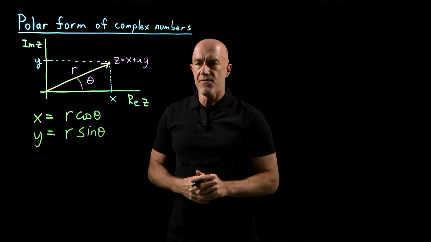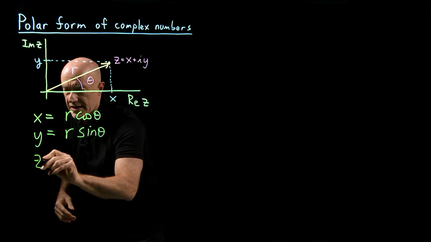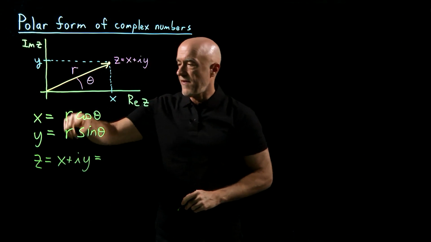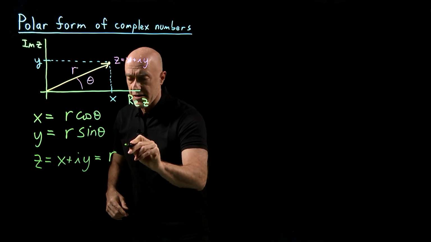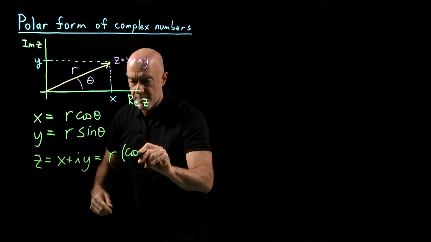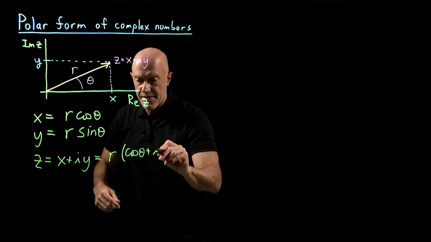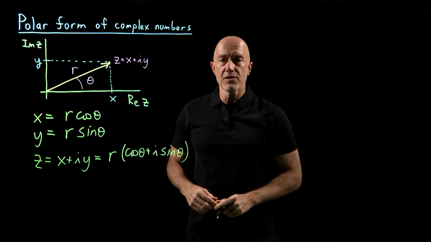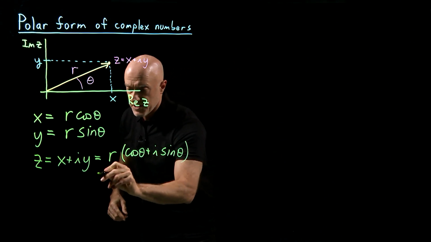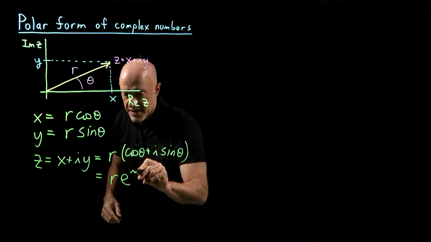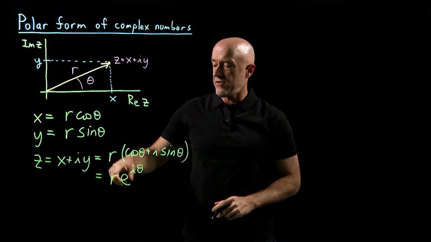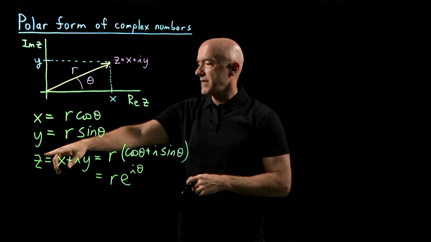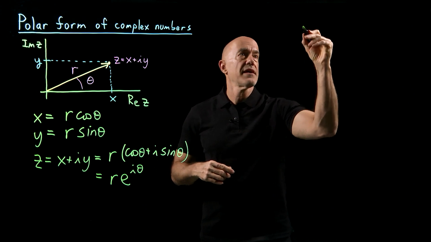If we put it together to form z, then we have z equals x plus iy. We can factor out the r, so it becomes r times cosine theta from x plus i sine theta from y. And then this is our well-known Euler's formula. So this becomes r times e to the i theta. So z equals r e to the i theta is what we call the polar form of the complex number z. So let me write that up here.